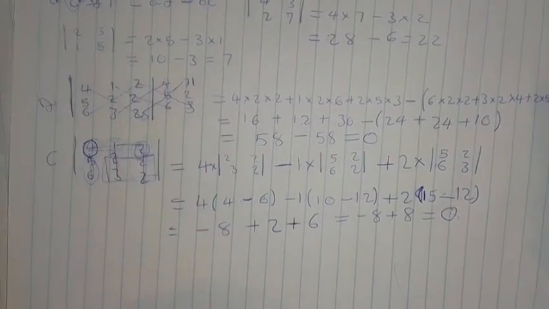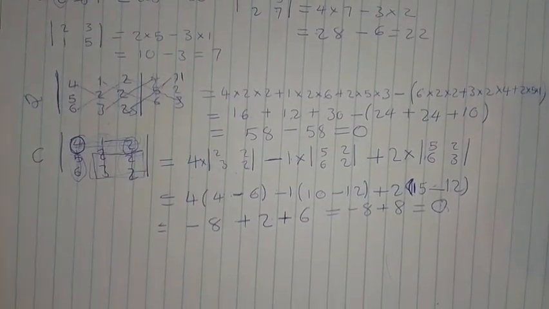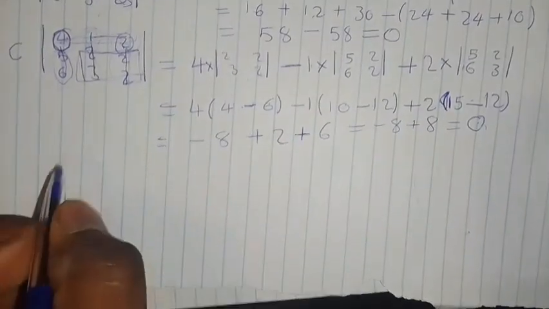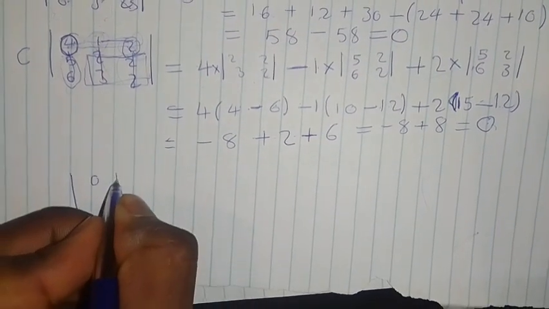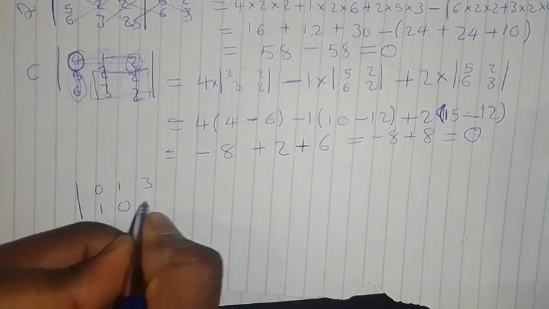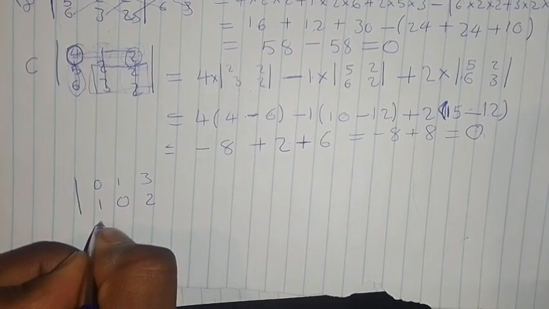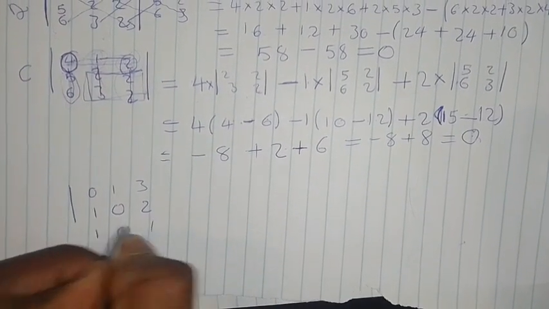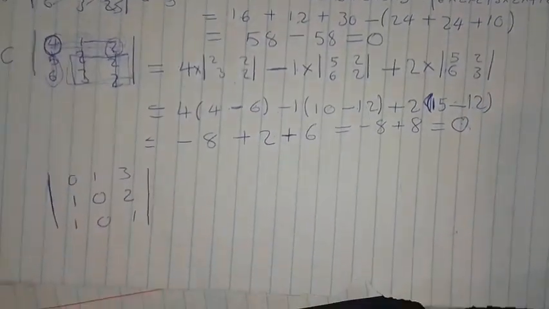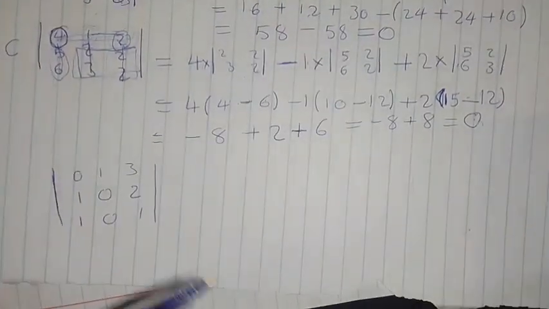Now let me just give you something to work on and see if you can work out that determinant. Let's say maybe we have 0, 1, 3, 1, 0, 2, and 1, 0, 1. Suppose maybe you want to evaluate this determinant. You can just simply pause the video and see if you can work this out.